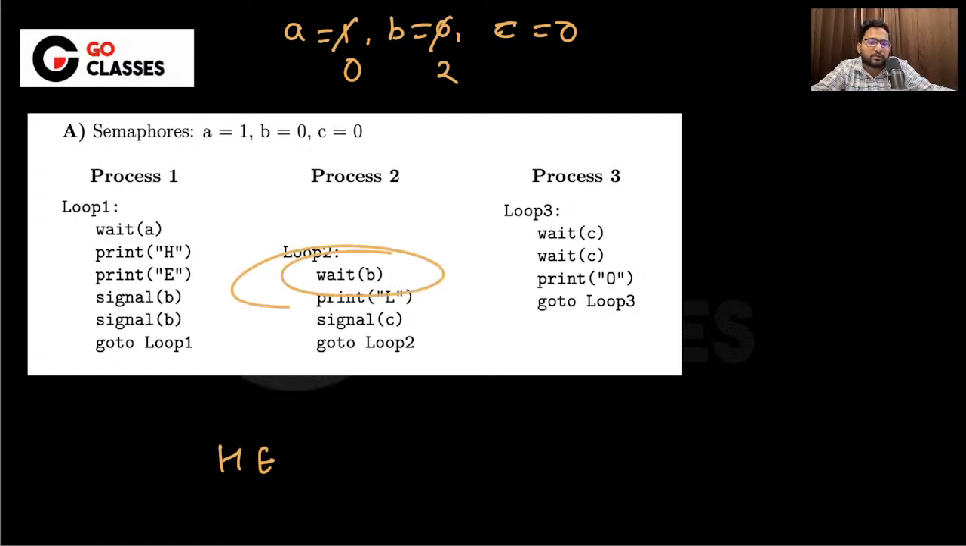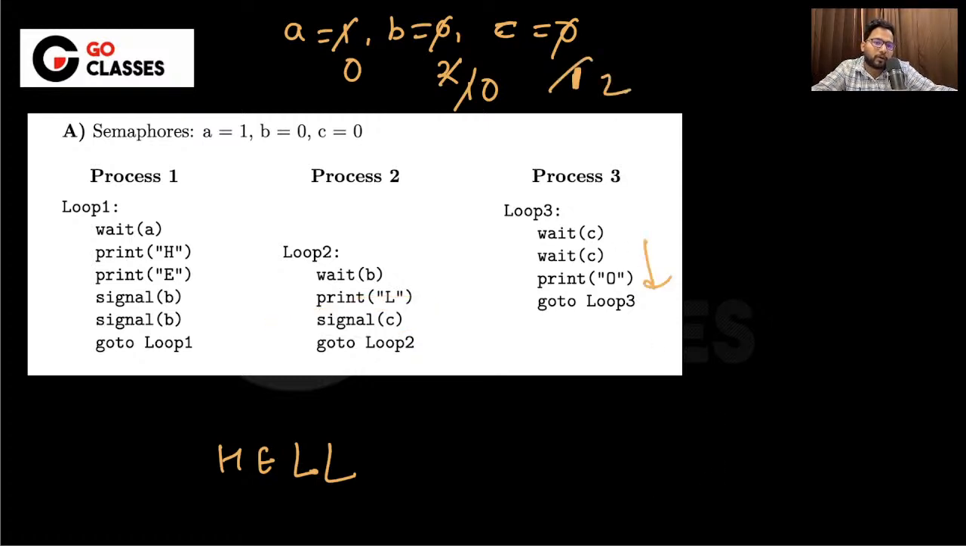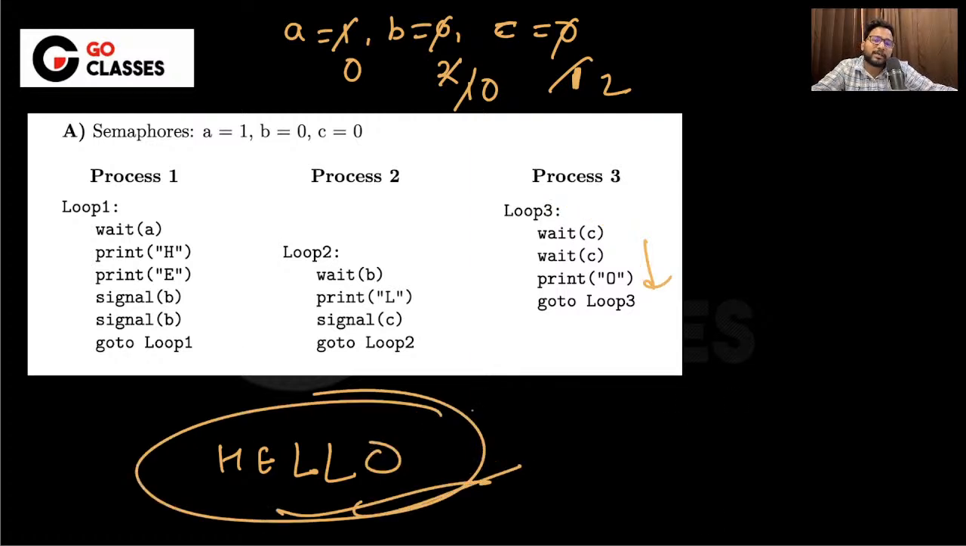Now what will this wait b do? You can't do wait c anyway, so you have to do wait b, and then it will print L, and then signal, so c will be 1. Now if you want, you can interrupt and go here, and then it will be 0 again, or you can just finish process 2 also. Then again wait b, but you can't just do this wait b. Since b is already 2, you can do it. So you do this wait b, then b will be 0, it will print L, and then you signal, so c will be 2. Then you can do wait c 2 times and then print O. So HELLO will get printed like this. So the option is definitely printing hello.